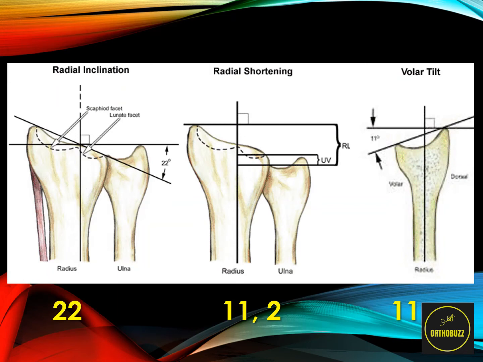Now there are certain lines and degrees that we look for on the radius, and this can help as to whether we need to perform an operation for patients with distal radius or wrist fractures. Very briefly, it's a rule of 2s and 1s.